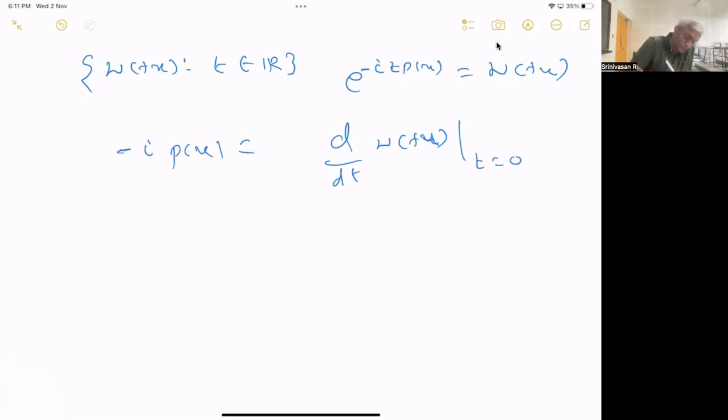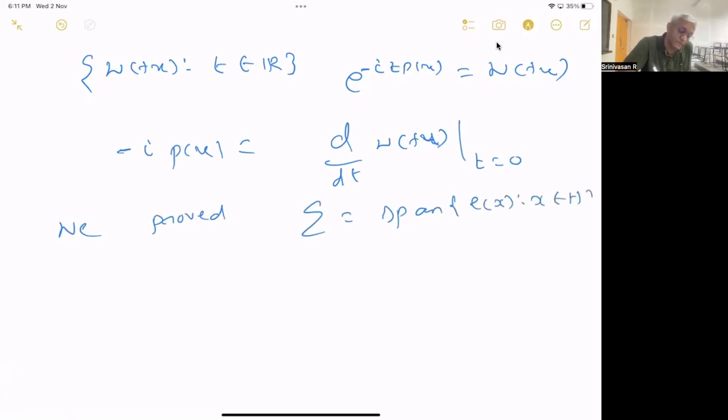Okay. Then we proved the exponential domain, which is equal to span of E of x, x in h. Okay. How do you define the derivative? You just take the derivative, d by dt. It is defined on vectors. It is not defined everywhere, it is defined on some vectors. So something is in the domain if the derivative exists. That is how it's an unbounded operator. It is not defined everywhere on Gamma.